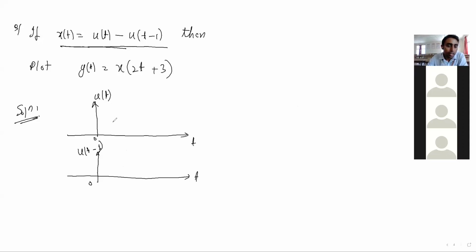Sir, once again. Repeat the question. Now I am asking what is u(t)? Do you know the unit step signal? If t is greater than 0, u(t) equals 1, sir. Amplitude is 1, and it stays constant as you increase the time. Okay, this is u(t).